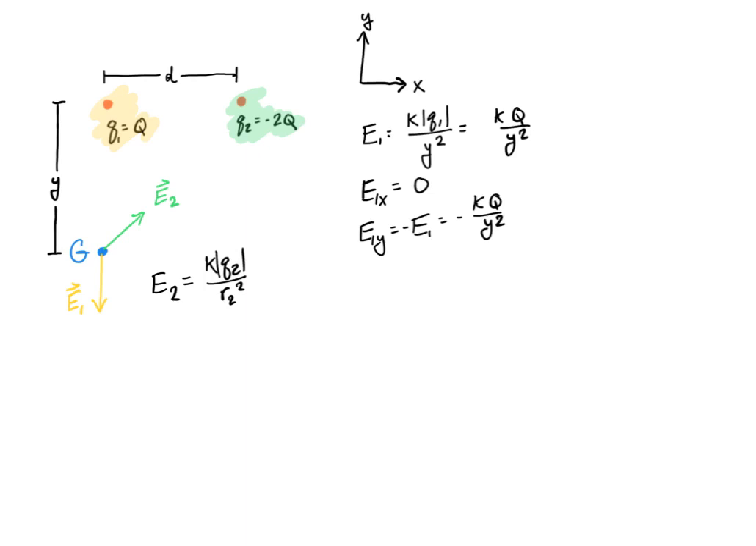And so we can plug this in. This gives us 2 times k times q. And R2 is the length of the hypotenuse of a triangle with lengths d and y. And so R2 is equal to the square root of d squared plus y squared. And then we're going to square it in the denominator here. And so we simply get divided by d squared plus y squared. So this is the magnitude of the second field.